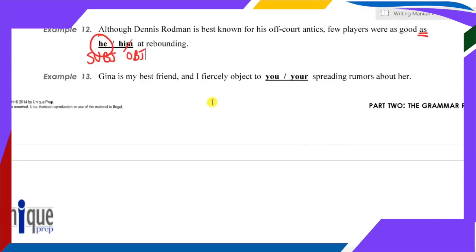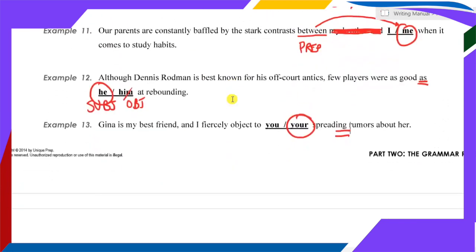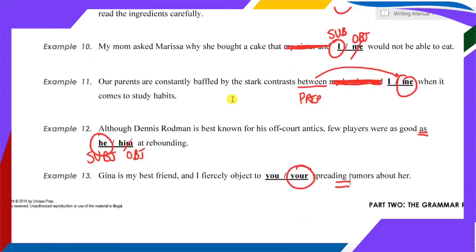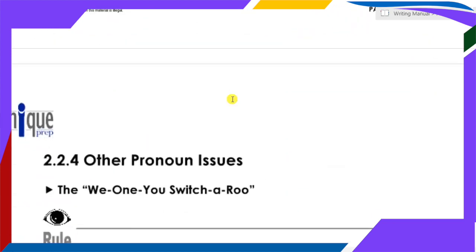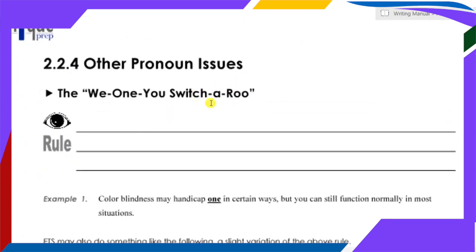Example 13, Gina is my best friend, and I fiercely object to you/your spreading rumors about her. Well, remember what we said. When we have an ing after the pronoun, we are to use the possessive form. I fiercely object to your spreading rumors about her. That is it for pronoun case. So the three major pronoun rules, reference, agreement, and case, will account for most of the pronoun issues that arise on the test.